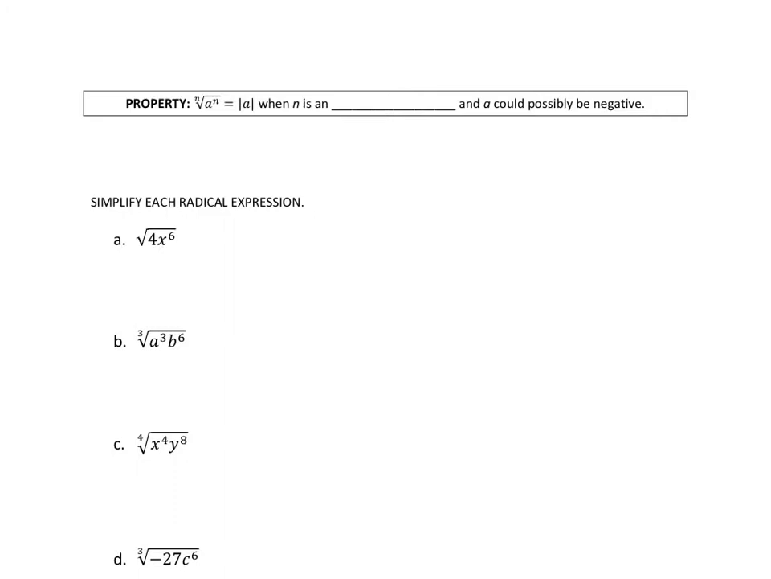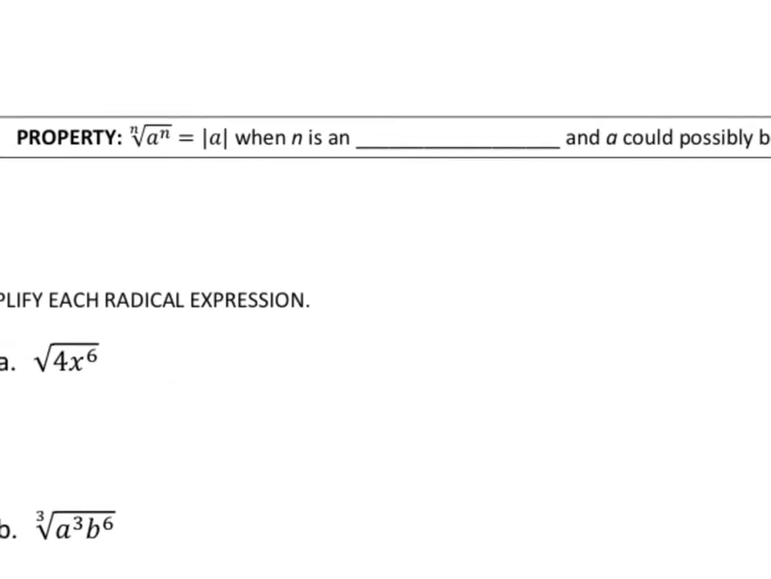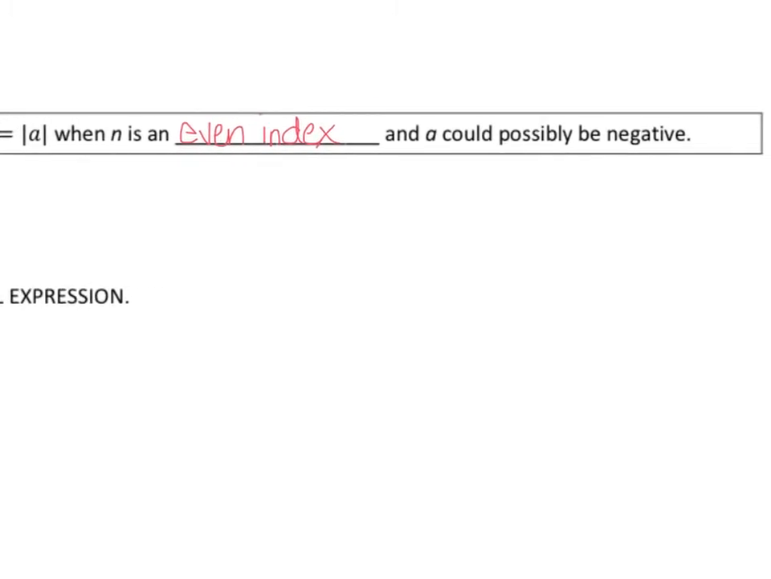Now, on the back of the notes, things get a little bit more complicated. All right? Now there's absolute value that we possibly need to put in our answer, but there's only certain times that this happens. You only need an absolute value if n is an even number, or the index is even. So we get an even index, and a could possibly be negative. So whatever you end up with could possibly be negative.